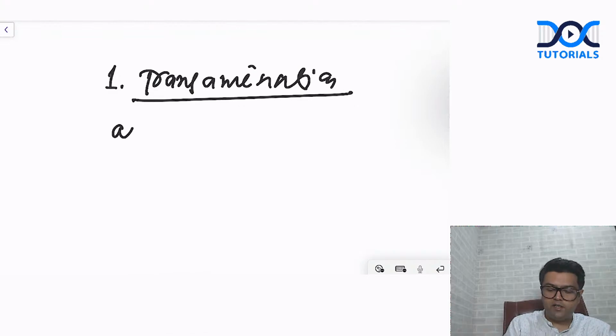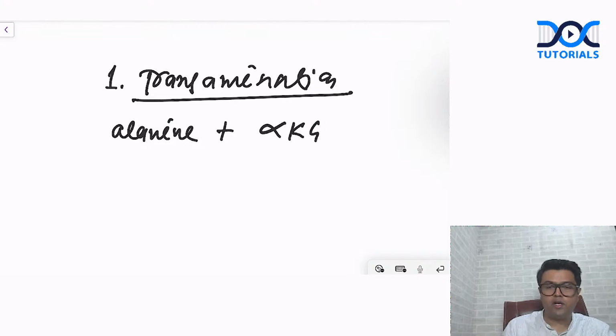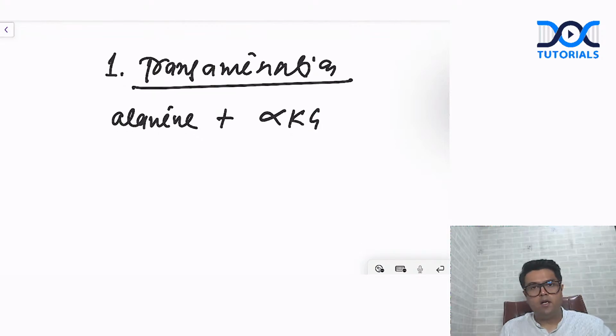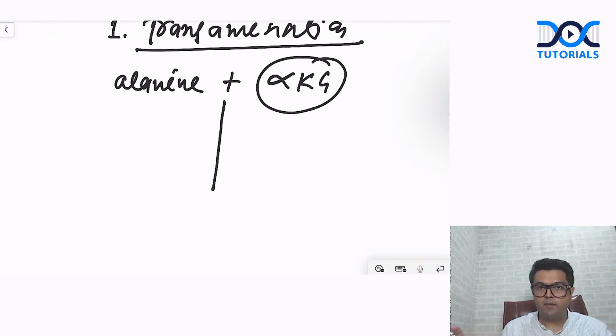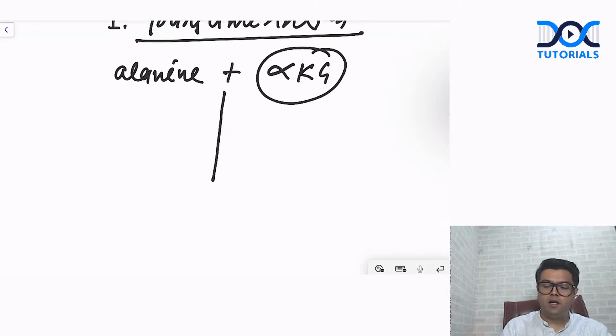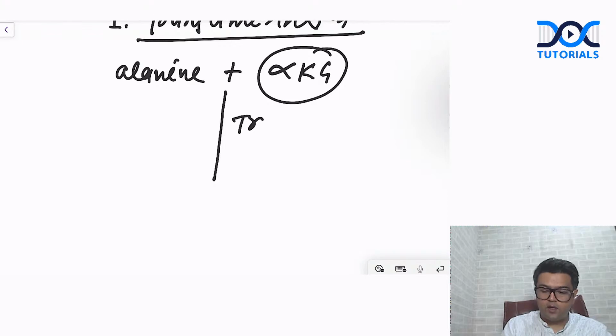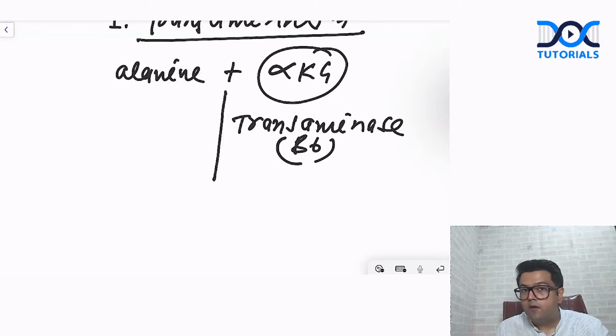For example, if I take alanine, which is an amino acid, and if I take alpha ketoglutarate, which has no nitrogen, so it is a keto acid. So guys, we can use alpha ketoglutarate in most of the transamination reactions as an acceptor of the nitrogen, right? And the enzymes that we use are called transaminases. Okay, transaminases, they are dependent on pyridoxal phosphate.